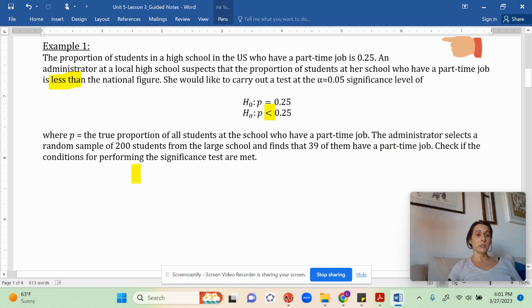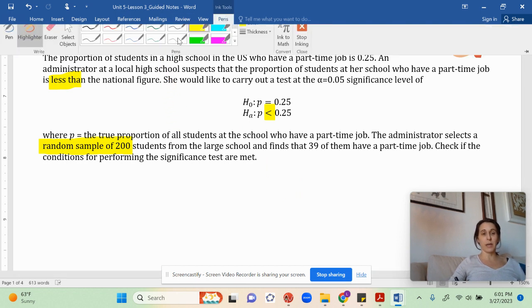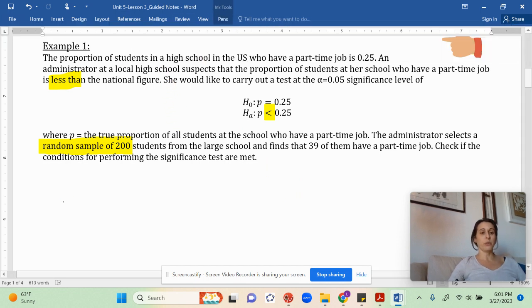So the administrator selects a random sample of 200 students. That's the sample size. Notice it also says random. That's going to be quite important for us. The sample is from a large school, and she finds that 39 of them have a part-time job. We want to check to see if the conditions are met. So let's go through the three conditions.